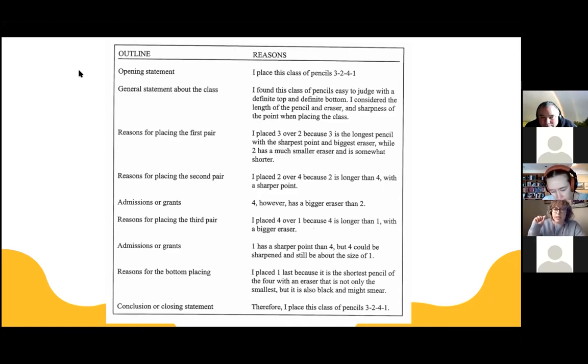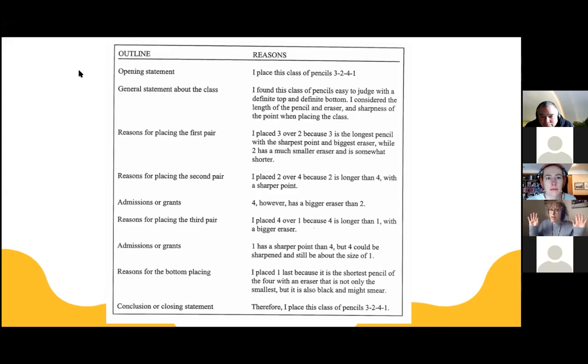So, reasons for placing the first pair, which is pencil number 3 and 2. I placed pencil number 3 over pencil number 2 because 3 is the longest pencil with the sharpest point and biggest eraser, while number 2 has a much smaller eraser and is somewhat shorter. Then we talk about our second pair, which is pencil number 2 over pencil number 4. That's our middle pair. I placed pencil number 2 over pencil number 4 because pencil 2 is longer than pencil 4 with a sharper point.